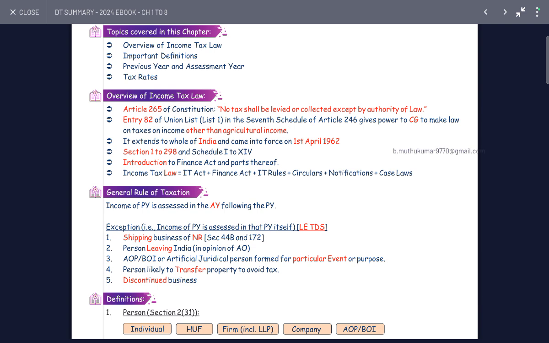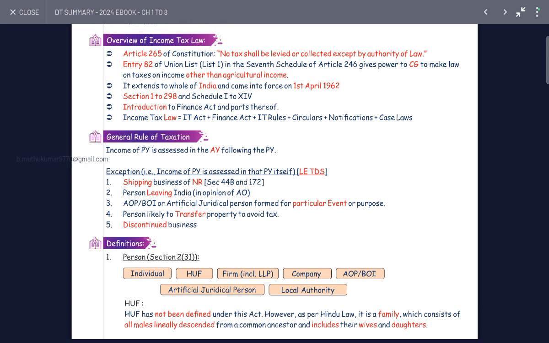Entry 82 of Union List 1 of the 7th Schedule gives the power to the central government to make law on tax on income other than agricultural income. It extends to the whole of India and came into force on 1 April 1962, Sections 1 to 298 and Schedule 1 to 16.